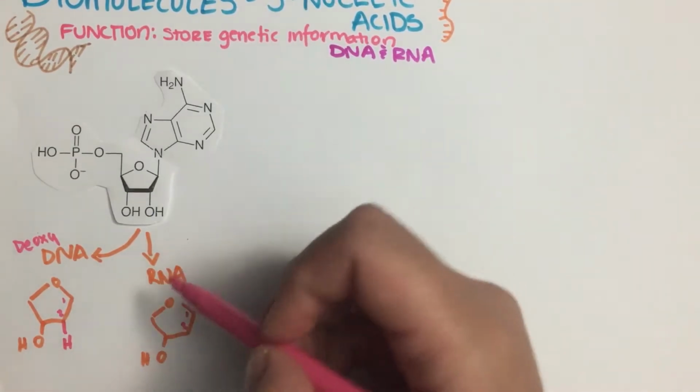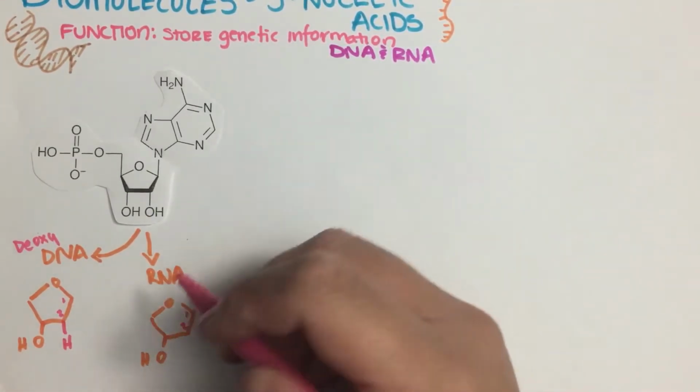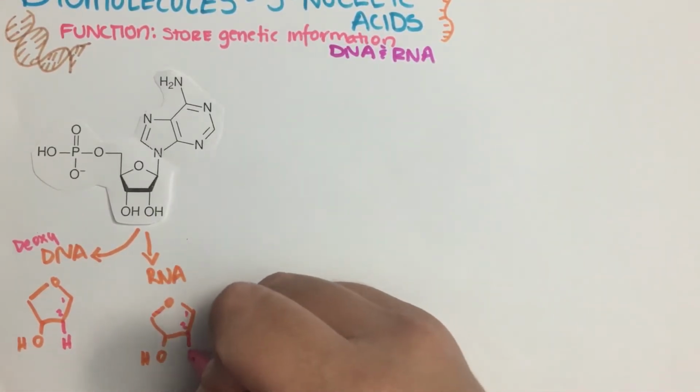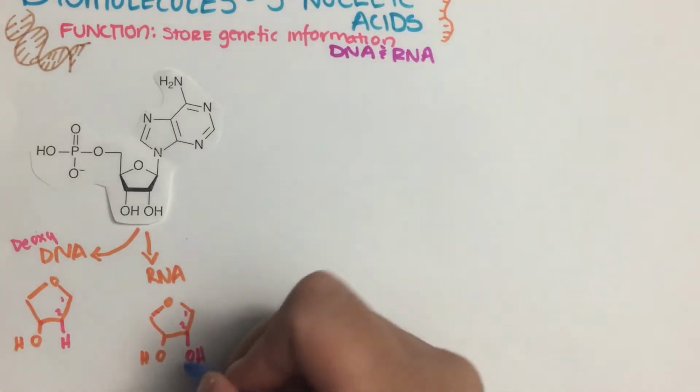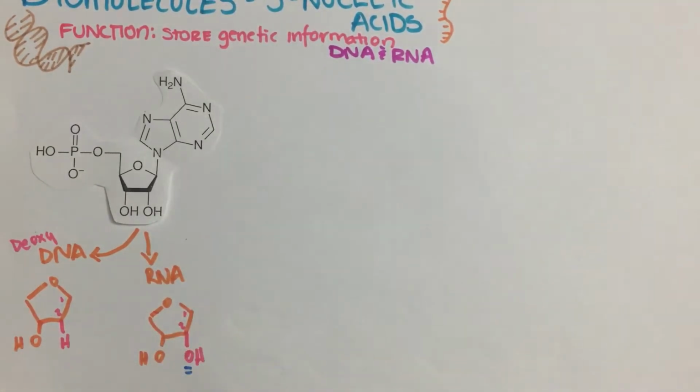In ribonucleic acid, this ribose is completely oxygenated. So the difference between RNA and DNA is going to be this oxygen, with respect to the carbohydrates.